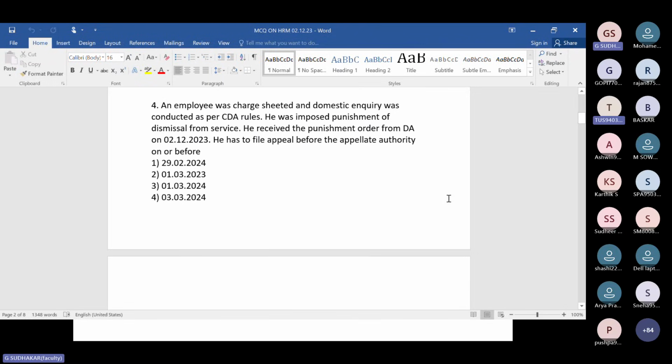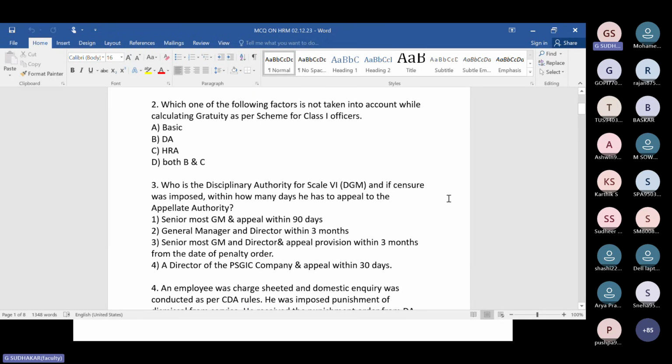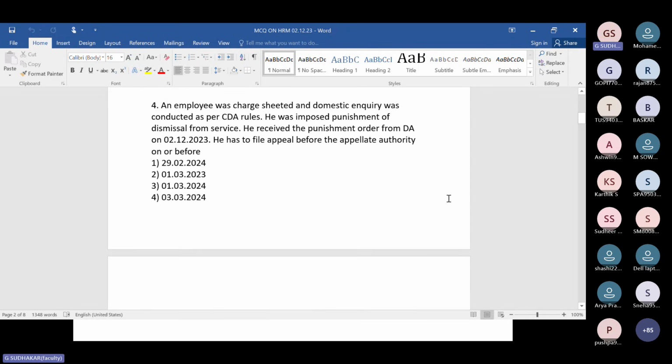Answer is 3, ma'am. Senior most GM. Second question, you have not read well. Answer is D, both B and C. D for doctor. Okay. Fourth question, read well and answer correctly.